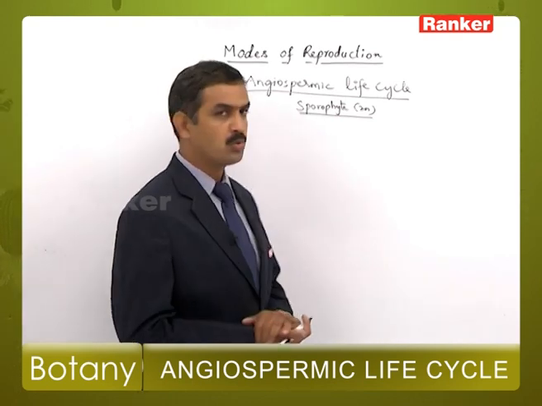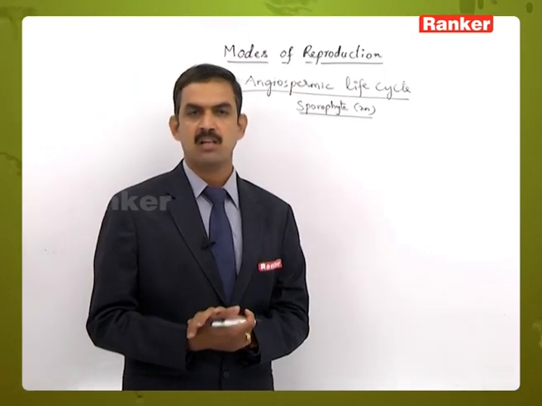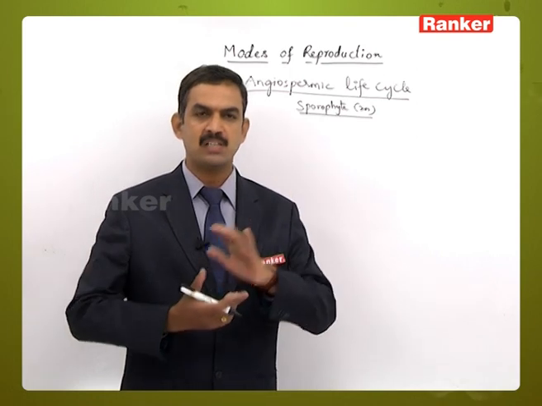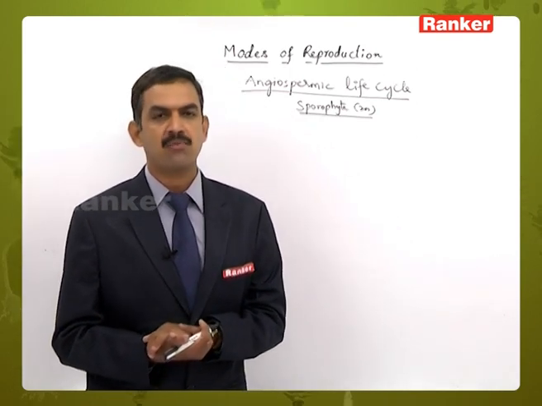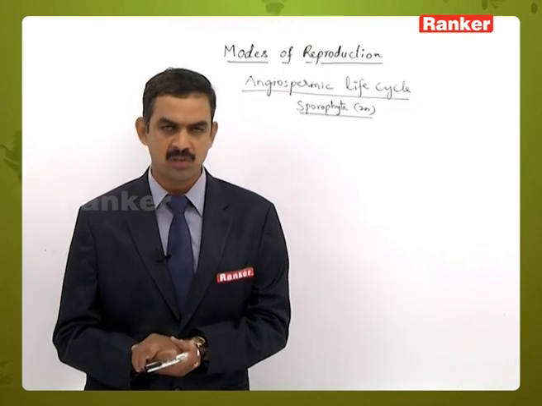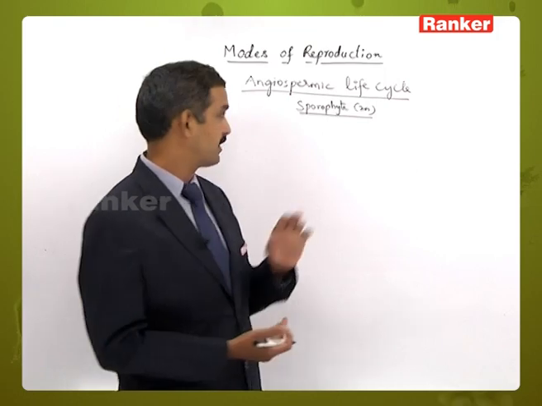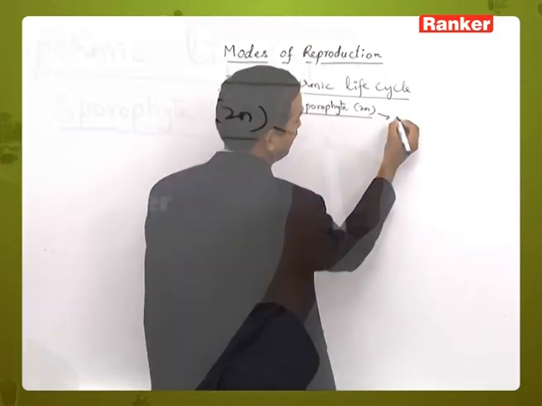But when it comes to the shoot system, which is mostly aerial, that contains stem, branches, leaves as vegetative structures, and once the vegetative growth is completed, they start producing the reproductive structures, that is flowers, and the flowers will participate in the pollination process, which are giving rise to the fruits and the seeds. So, let us take the flower of this sporophytic generation.